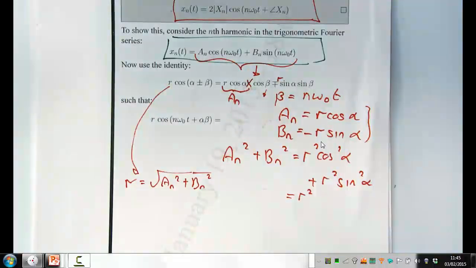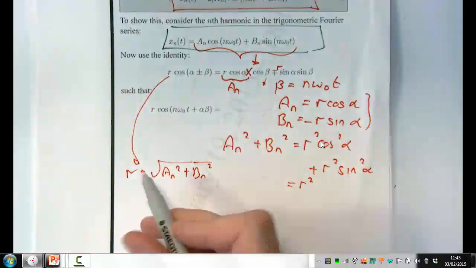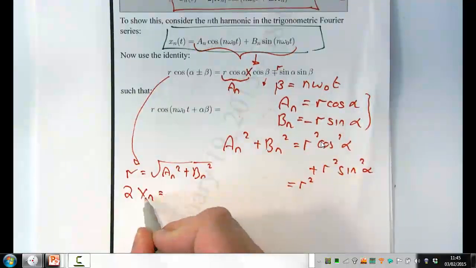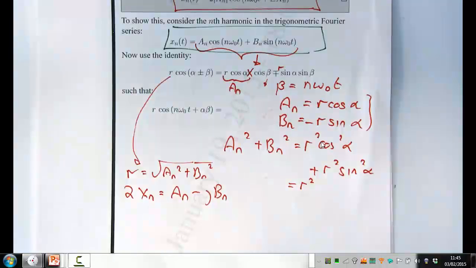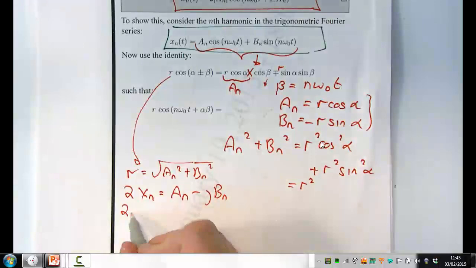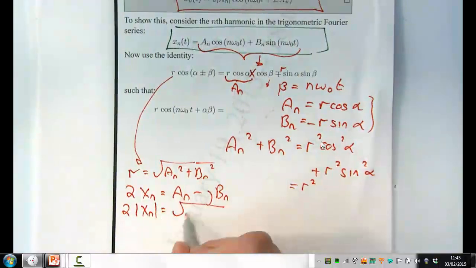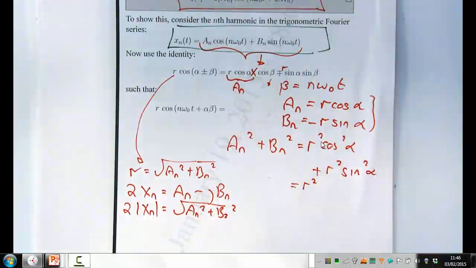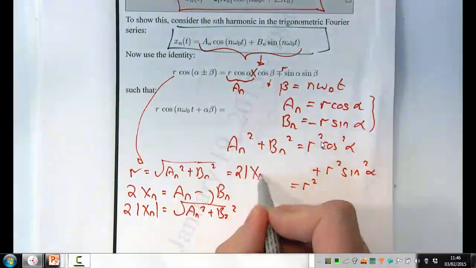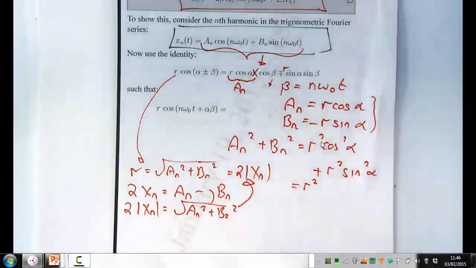Well, we already on the previous slide had a relationship that 2 times x of n is an minus jbn. So now, applying your complex numbers, if I took the magnitude of both sides, then 2 times the magnitude of x of n is indeed the square root of an squared plus bn squared, because it's the real part squared plus the imaginary part squared, square rooted. So in fact, r is equal to 2 times the magnitude of xn when I plug that back in. So that works.